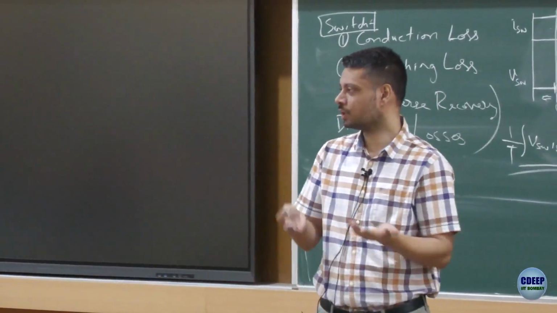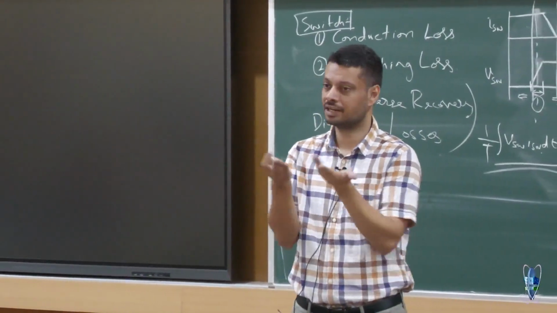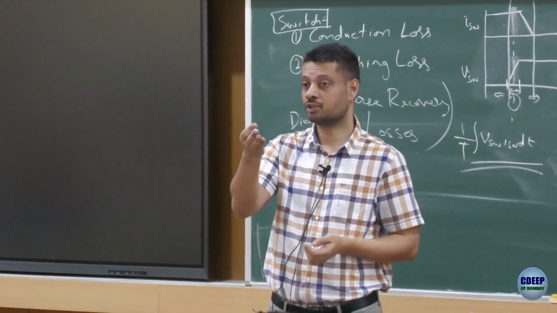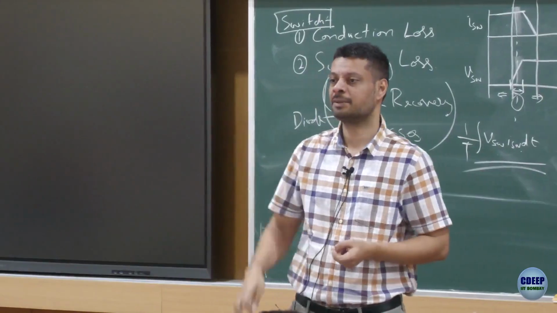You will have a core, right? It's a transformer. I mean, a transformer has a core, an inductor also has a core. Your flux is going up and down, up and down. So you would have all sorts of core losses, right? What are the different types of core losses?